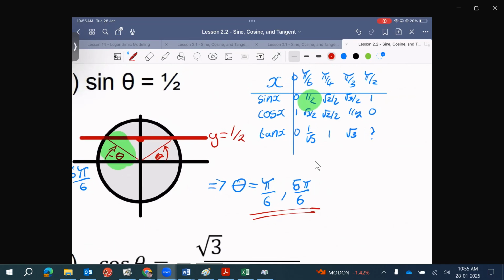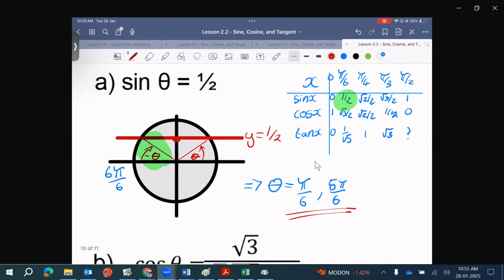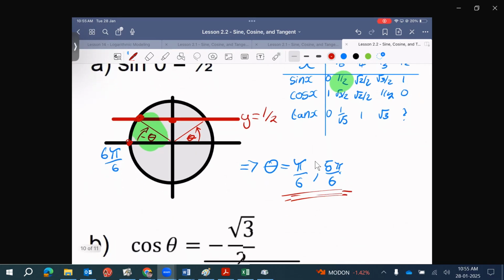Yes? Because here at this point, this is 6 pi over 6. But we want to be at that point there, which is, we have to take away theta from 6 pi over 6. And theta is currently 1 pi over 6. So we're taking 1 pi over 6 away from 6 pi over 6.